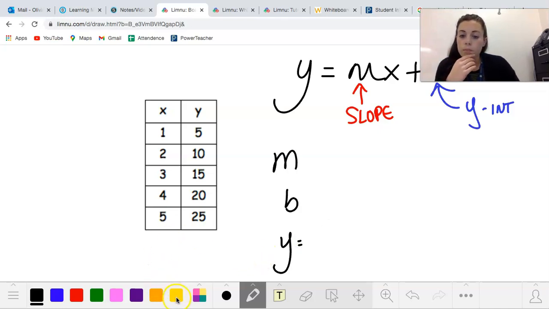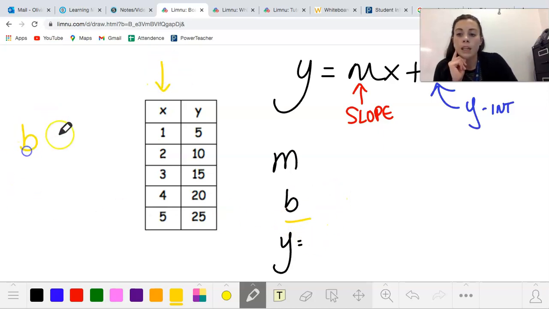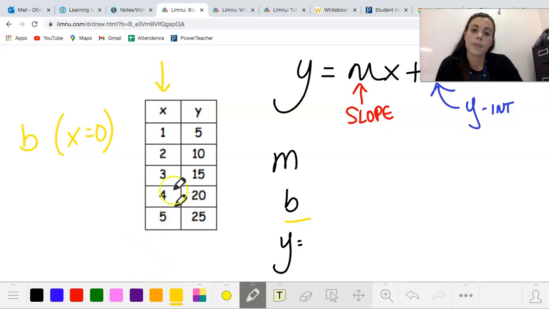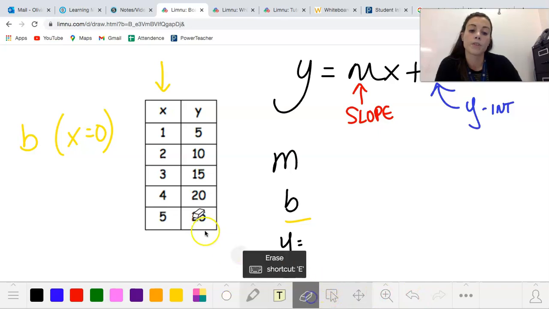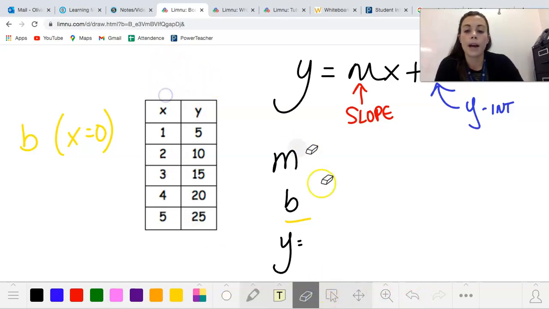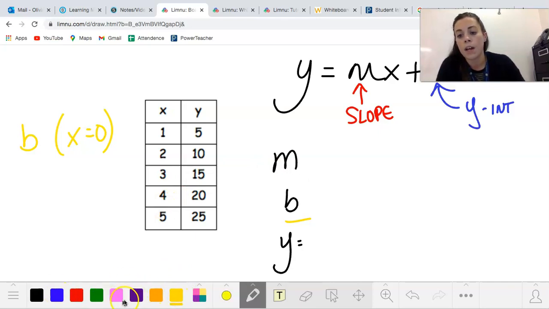That's it. So first thing we're gonna do is look at this x column so that we can find our b. We know that b is when x equals 0, right? So I'm looking for a 0 on this table. Oh, there isn't one. The worst, right? So I'm gonna go ahead and try to figure out the change here so that I can extend the table and find the b.